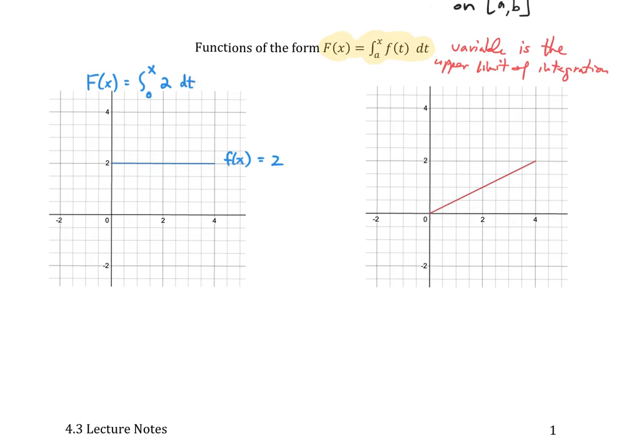Okay, so why don't we look at a few examples? So what would capital F of 1 be? Well, that would be the integral from 0 to 1 of 2 dt. And if I were to shade that in over here, basically what we would get is a rectangular box. So let me shade that in blue over here like this.